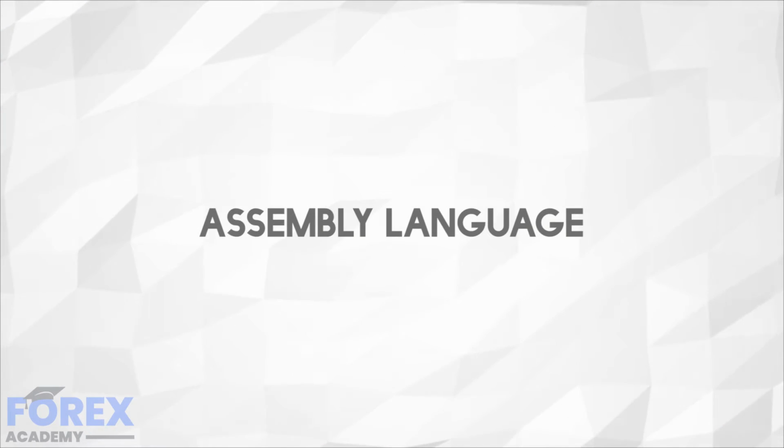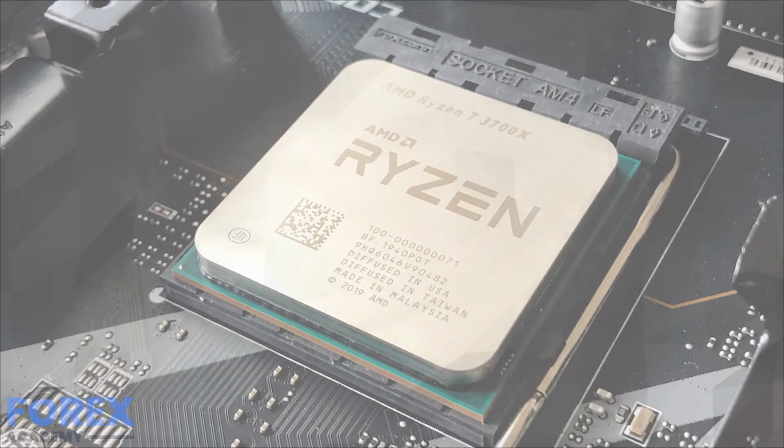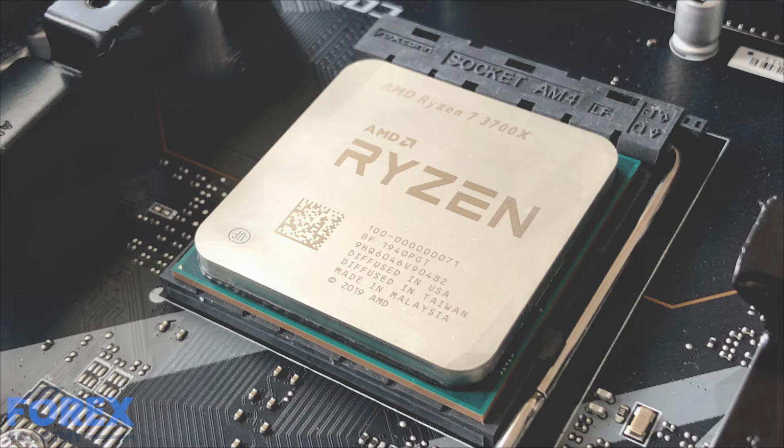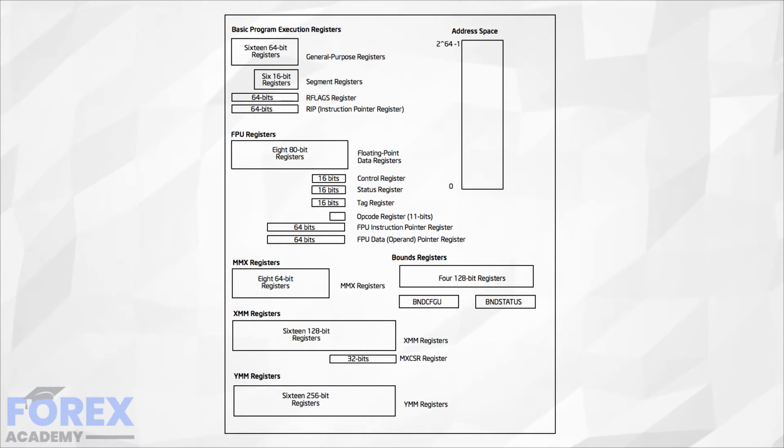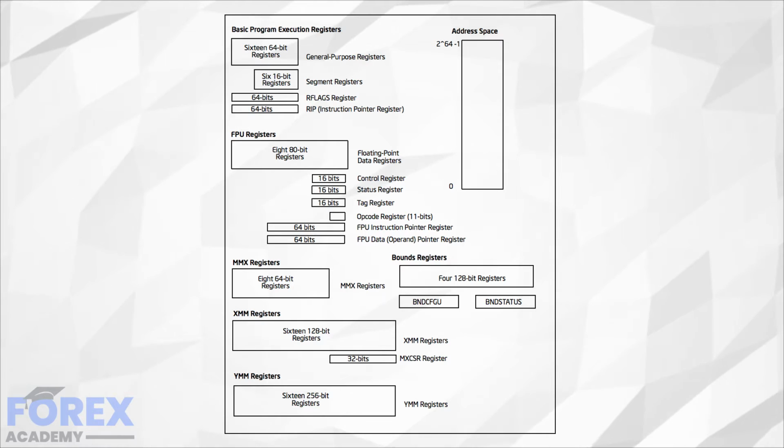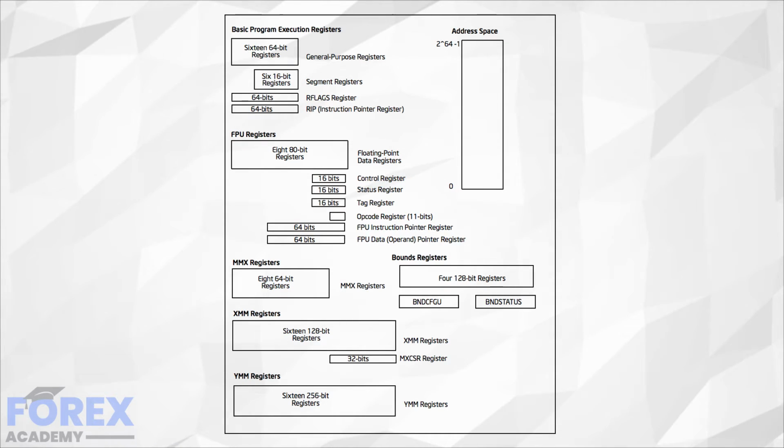Assembly language. Assembly language is a direct link to the computer's CPU. Every assembly instruction of the instruction set is linked to a specific instruction code to the CPU. This is the basic structure of an x86 CPU. The CPU characteristics are reflected in the instruction set. For instance, an x86 CPU has 8 floating-point 80-bit registers, 16 64-bit registers, and 6 16-bit registers.